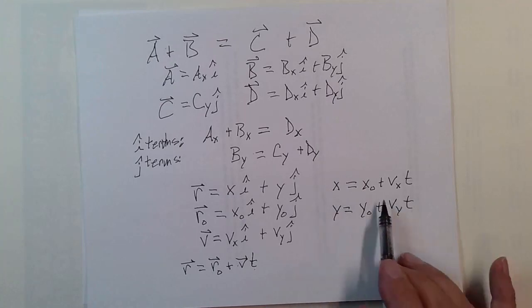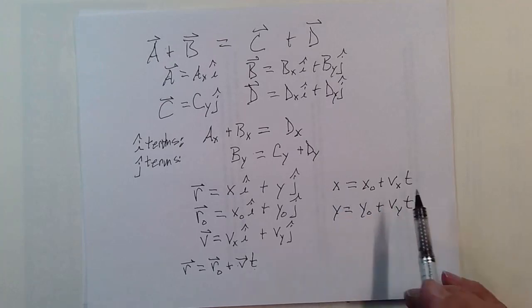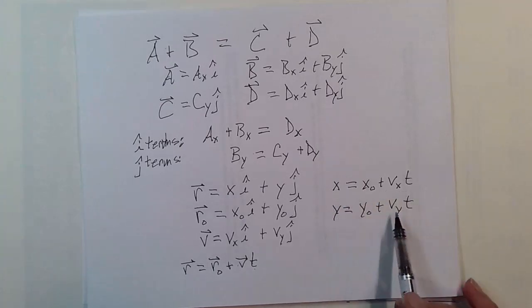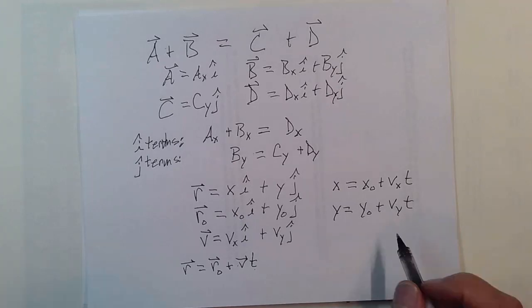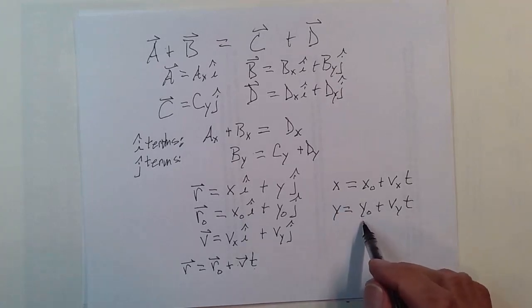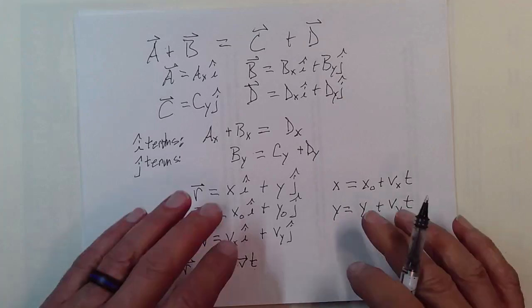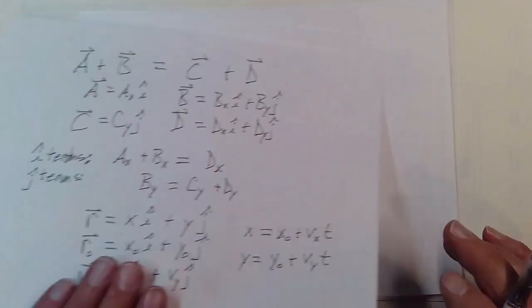But these are scalar equations. And we actually have two scalar equations here. If we have two equations, we can find two unknowns from that. So that's something that we'll be able to do. Now let's extend it to the idea of having acceleration.